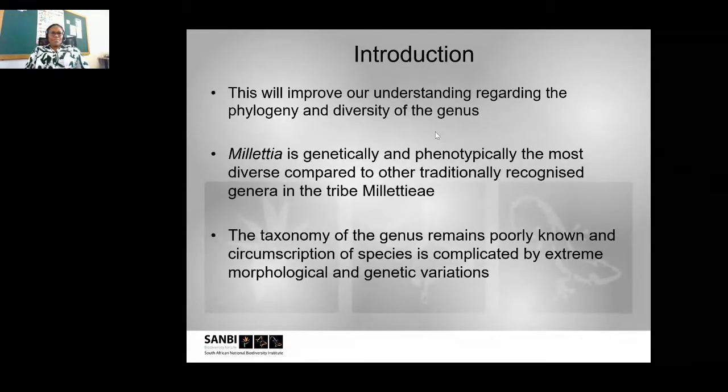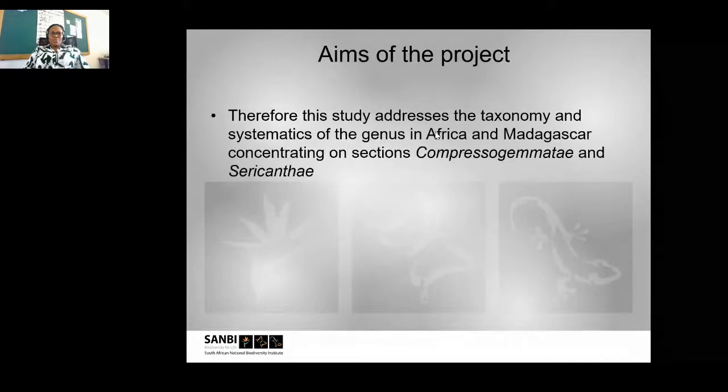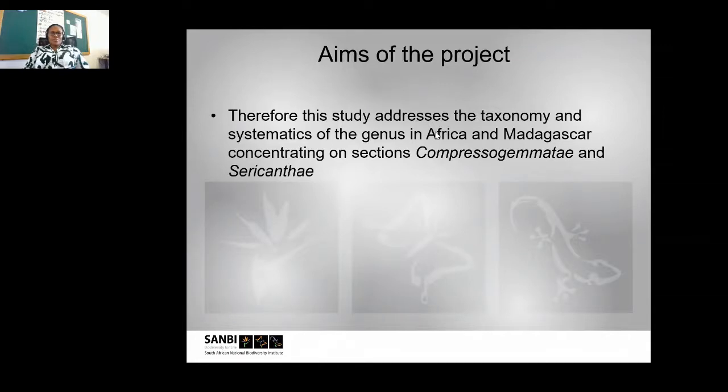This will improve our understanding regarding the phylogeny and the diversity of the genus. So Millettia is genetically and phenotypically the most diverse compared to other traditionally recognized genera in the tribe Millettieae. The taxonomy of the genus remains poorly known, and the circumscription of the species is complicated by extreme morphological and genetic variations. Therefore, the aims of this study are to address the taxonomy and systematics of the genus in Africa and Madagascar, concentrating more on the sections Compressor gematae and Sericanthae.